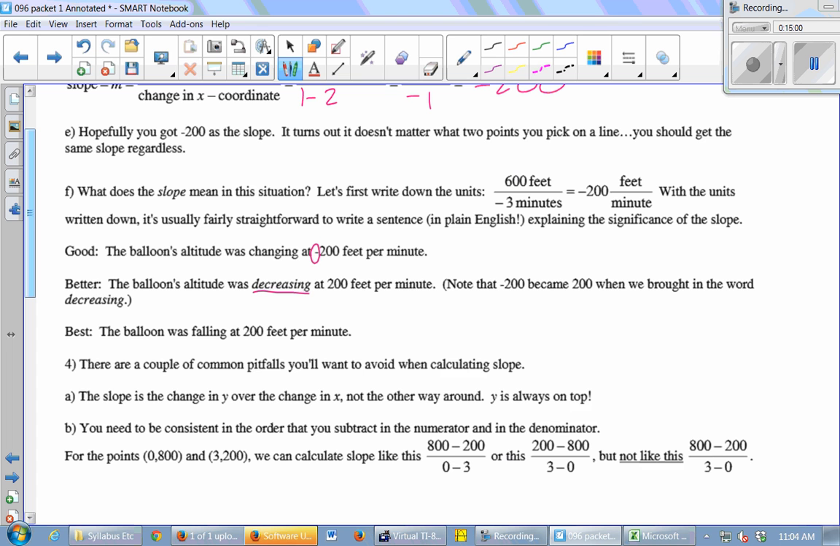All right, the best would be to say the balloon was falling at 200 feet per minute, because falling is just a little bit more plain English than decreasing. So you want to interpret this so that you could explain it to somebody who's not in this class what that negative 200 means. That negative 200 means the balloon is falling 200 feet every minute.